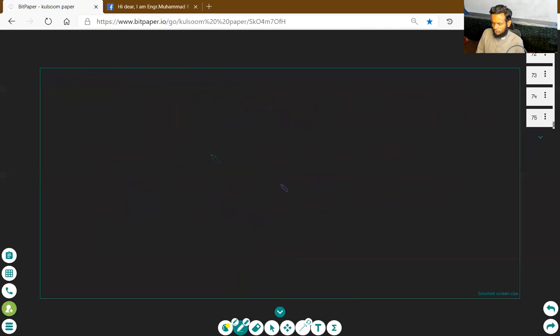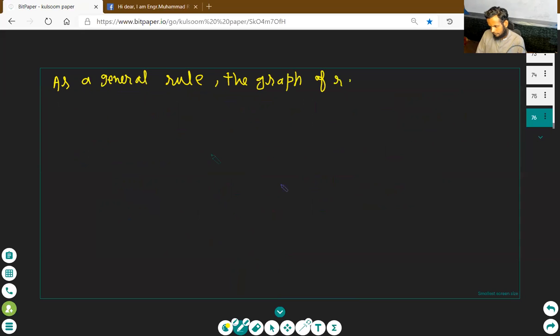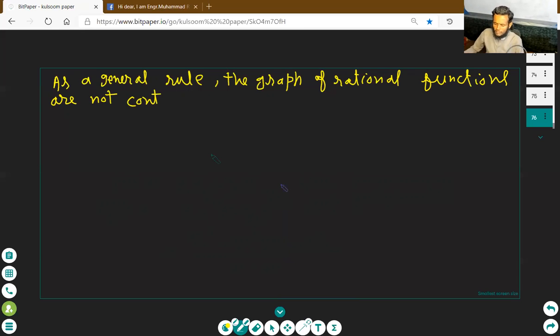Now we study the graph. As a general rule, the graph of rational functions is not continuous, because there is a point where they break, where there is a hole.